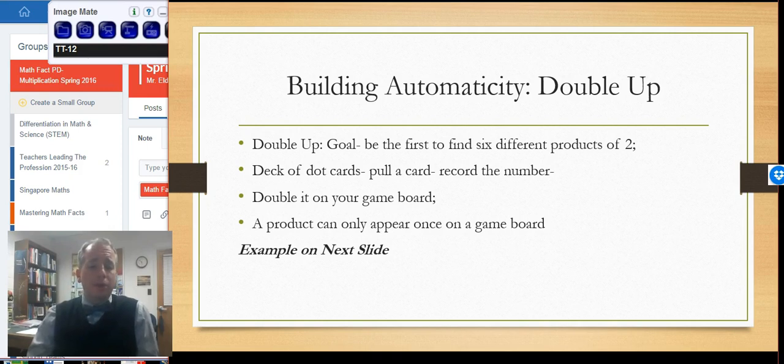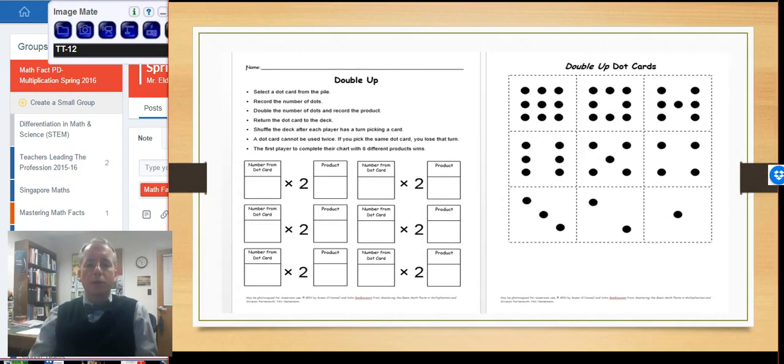This next activity is called double up, right? So the goal is to be the first person to find 6 different products of 2. So we're going to get a deck of dot cards. We're going to pull out a card, write down the number. So I pull out a card, I get a 4, I write down the 4, and I double it on my game board. So the product, though, can only appear once on the game board. So what does that look like?